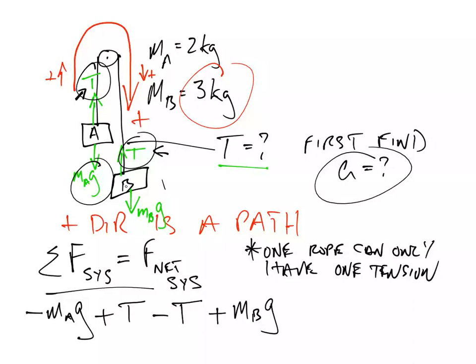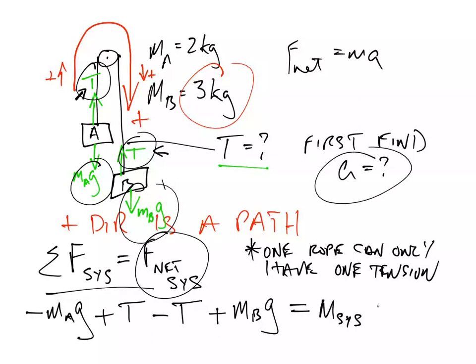This force is negative, and this one is positive again. Why? Because of the direction of our path. I hope that's clear. Now, we say that's equal to F net of the system. But we know that F net, from second law, equals ma. But in this case, it's F net of the system, and that means it's the mass of the system times the acceleration of the system.